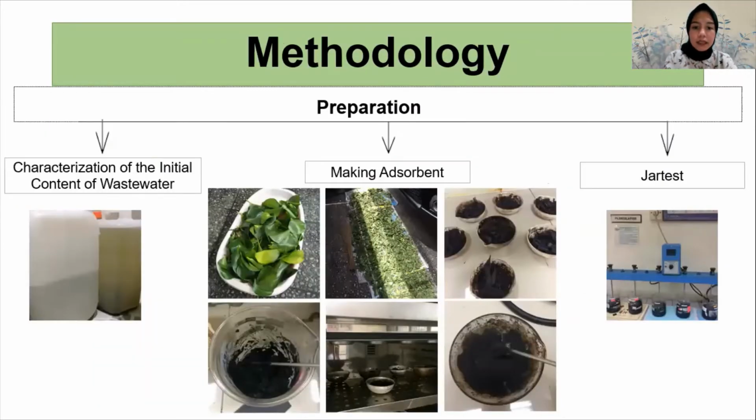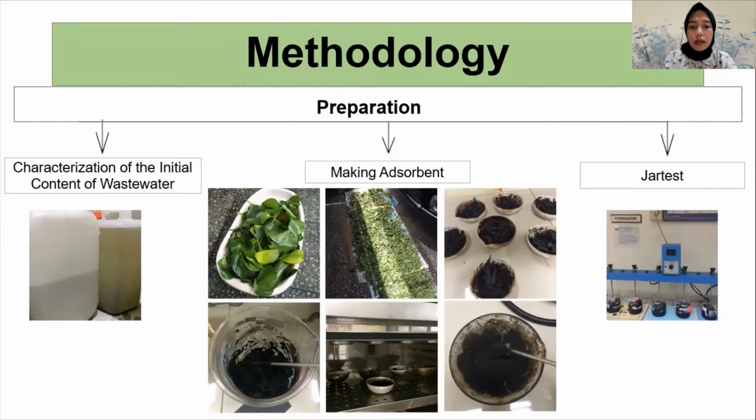Next, I will explain the research methodology at this preparatory stage. First is a characterization of the initial content of wastewater. Second is making the adsorbent. A sample of water hyacinth leaves comes from rivers in the Bekasi area. Then they were rinsed with running water to reduce the dirt content in the water hyacinth leaves. Then the leaves were cut into small pieces to speed up the drying process and dried for 5 until 7 days in the sun to reduce the water content in the water hyacinth leaves.